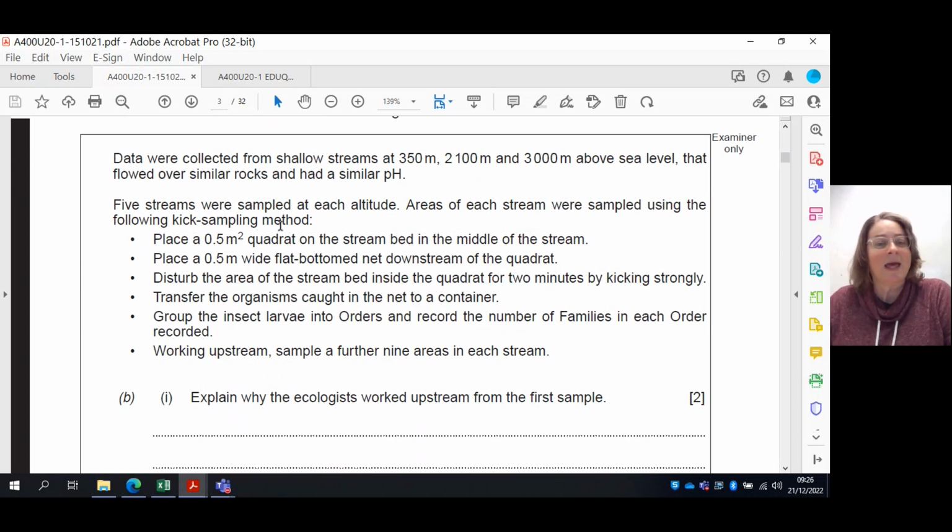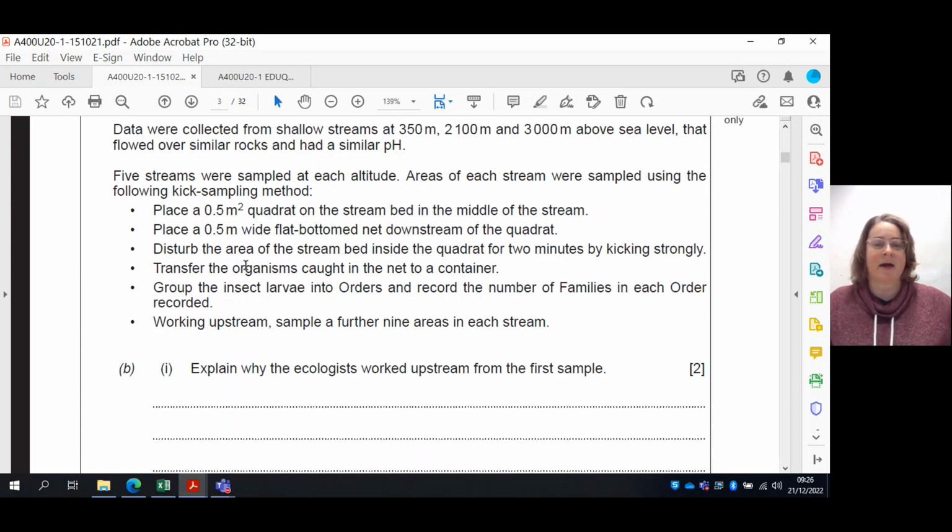It is describing kick sampling to you. I know that we've had kick sampling in a previous question somewhere, and it might come again. Now, the question doesn't actually refer back to the scenario. Keep that in the back of your mind.